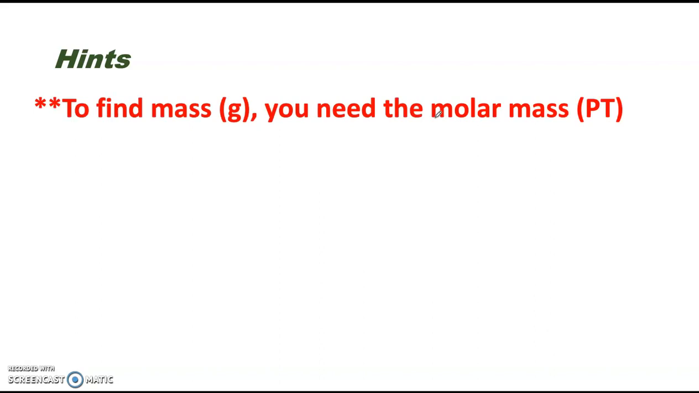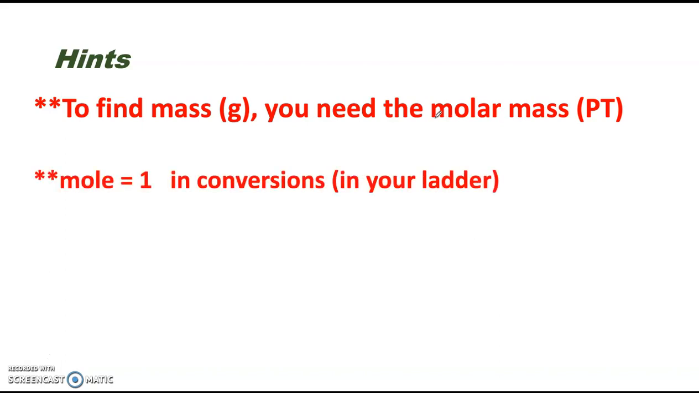Now some hints to find mass, to convert, so we're talking about molar conversions, which will be next video. You need the molar mass, and that's found on the periodic table. Now, when you do the ladders, and again, this will be next video, just write it down for now, the mole equals 1 when you do the conversion. So you'll always put a 1 with the mole. Just like when we did unit conversions, the prefix gets the 1, now the mole gets the 1. So just take a mental note of that, write it down, save it for next video, and we'll be doing those soon.